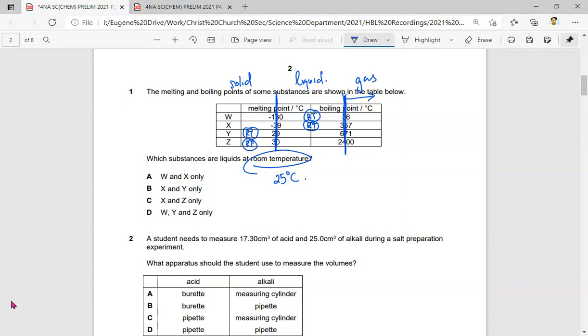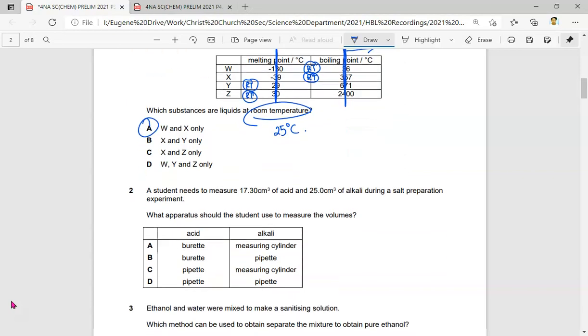What's the point of writing this RT? So what it means is that for W, when it is at room temperature, it will be a liquid. X, at room temperature, it will be a liquid. Y at room temperature is a solid. Z at room temperature is a solid. So to answer this question, which substances are liquid at room temperature? It will be W and X only.